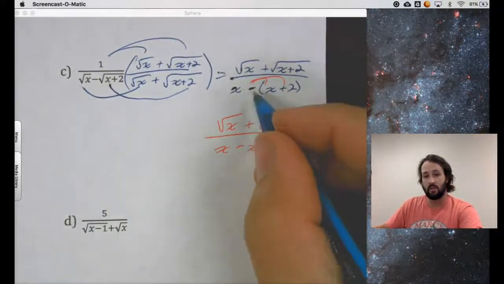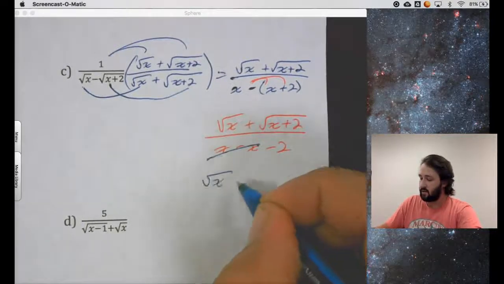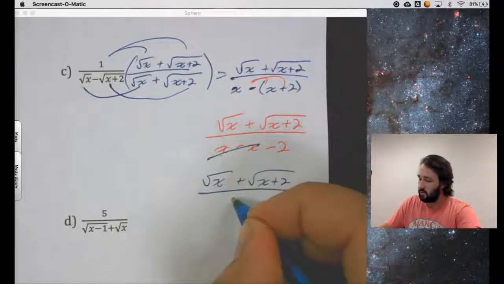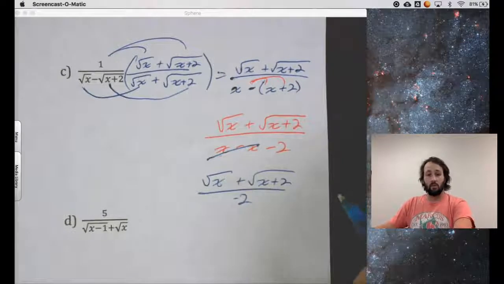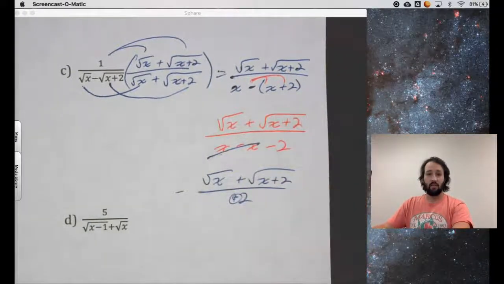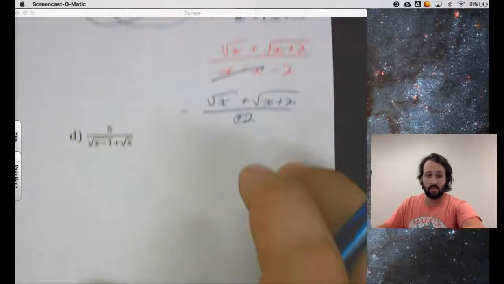So now this one I can actually simplify, so I can distribute that negative, and I'll leave the numerator alone, so root x plus root x plus 2 over x minus x plus 2. Right, just distributing that negative. So x minus x will make 0. So really I have root x plus root x plus 2 over negative 2. They could also move this negative sign. They can make that positive there and make the negative out front. It means the same exact thing. Just don't forget that.